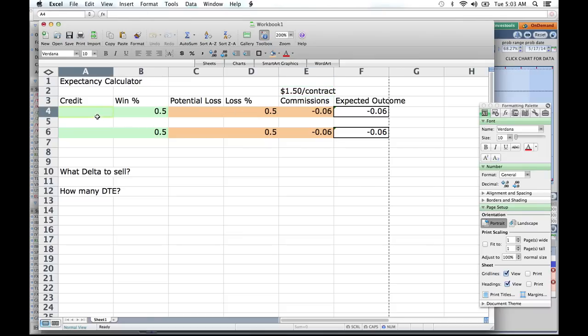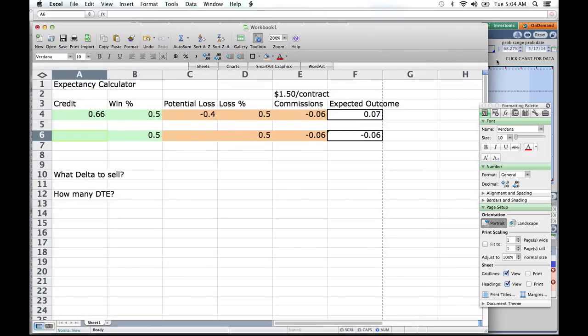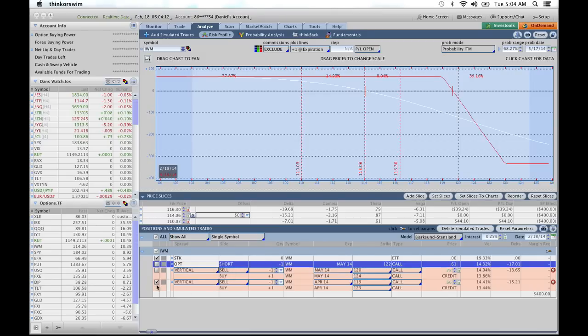So let's put in some numbers here. 0.66 is our potential credit, and our potential loss is, we said, negative 40 cents. That gives us an expected outcome of 7 cents. If we were to take this trade time and time again, hundreds of thousands of times, we would expect to make 7 cents on this trade. So that's a trade you would want to take because it has a positive expected outcome. That's ignoring any additional analysis. This is just statistically looking at it and saying, yeah, that's a good bet. So let's go back here and take a look at the May trade.